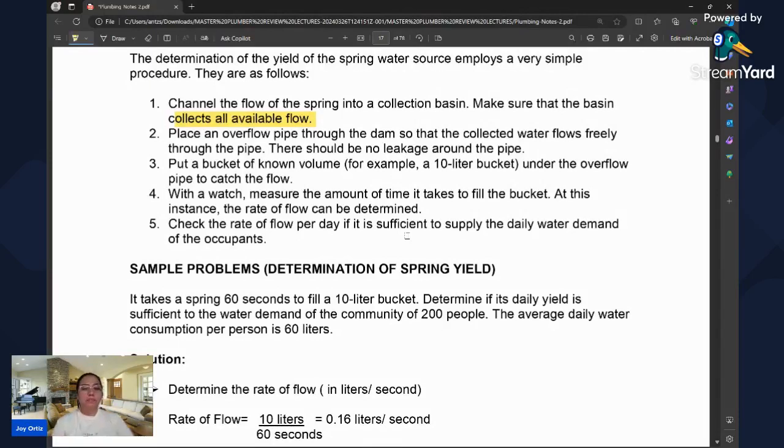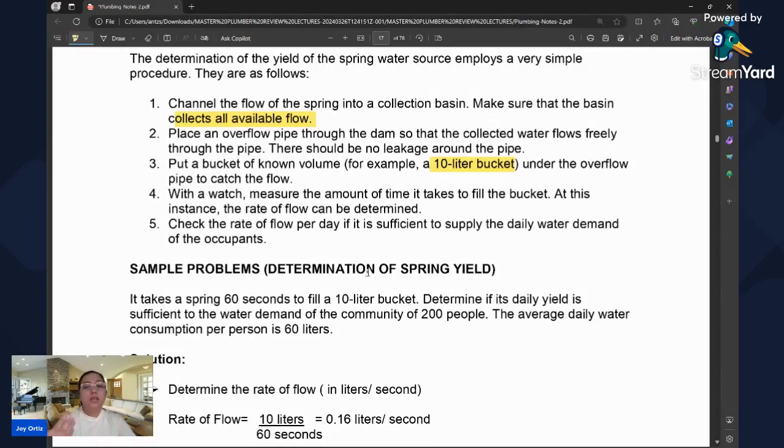Number three, put a bucket of known volume, for example a 10-liter bucket, under the overflow pipe to catch the flow. Okay? Four, with a watch, measure the amount of time it takes to fill the bucket. At this instance, the rate of flow can be determined. And five, check if the rate of flow per day is sufficient to supply the daily water demand of the occupants. So that's how we determine the yield of the spring water source.